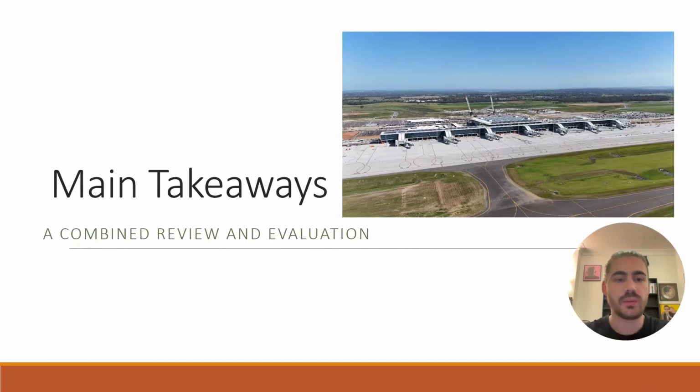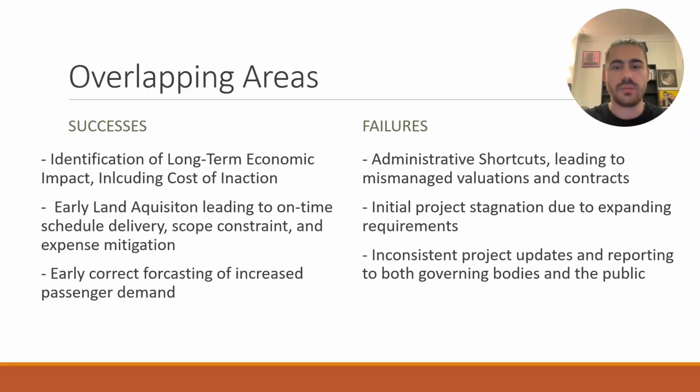Having now reviewed the PMBOK areas, we can move on to the main takeaways for the entire project. Over the multiple areas reviewed, there was a number of overlapping points that were identified. The project clearly identified long-term economic impact, including the cost of inaction, which applied across schedule, scope, and cost management, early land acquisition, which led to timely schedule delivery and scope constraint while also mitigating possible expenses, and a correct early forecasting of the increased passenger demand, which related to cost and schedule.